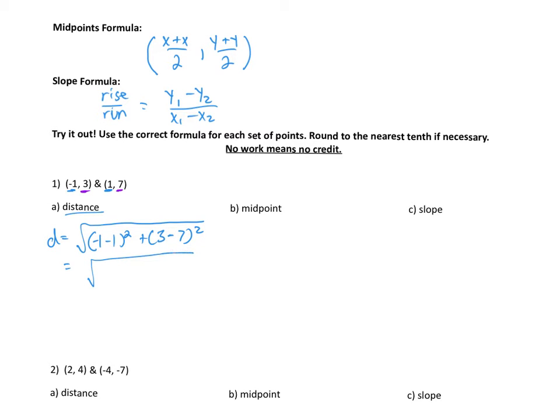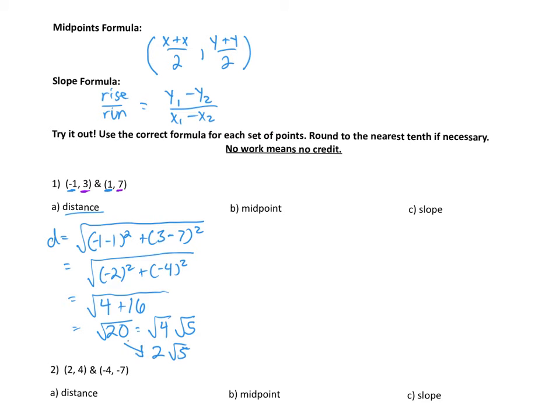This gives me, simplify this, negative 1 minus 1 is negative 2 squared. 3 minus 7, that's negative 4 squared. Negative 2 squared is 4. Negative 4 squared is 16. You can see why it doesn't matter our order, because if our answer is positive, it's still going to be positive. If it's negative, it's going to end up positive. So this is the square root of 20. Or if we simplify this, the square root of 4 times the square root of 5. 4 is a perfect square, so this is 2 root 5.